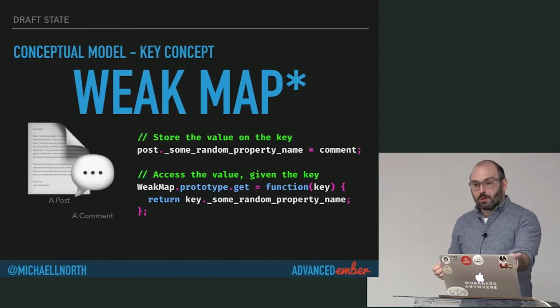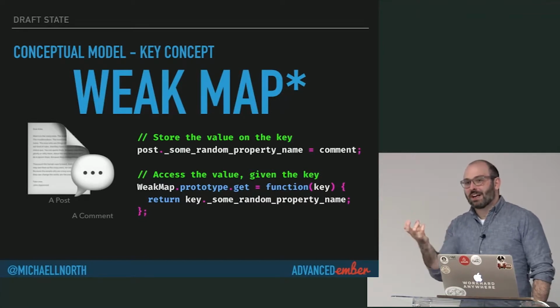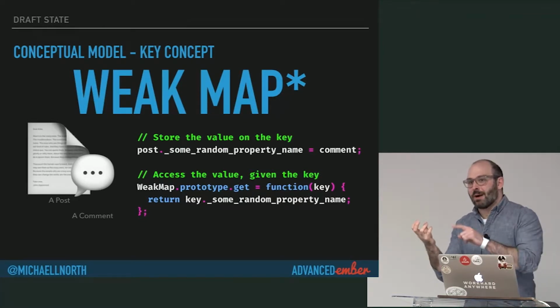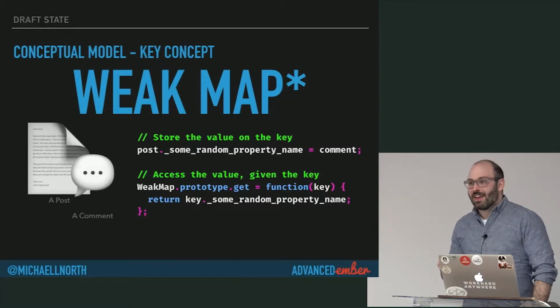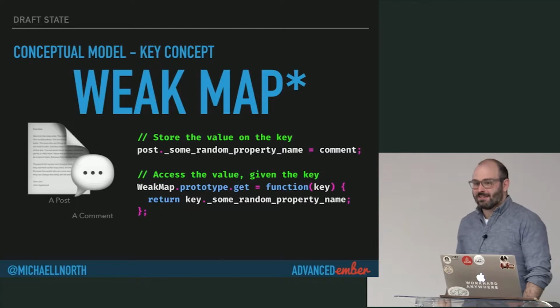So the weak map's role here in terms of the polyfill is just serving as a way of accessing that value given a key, because it's the only one that knows the secret property key that can be used to retrieve the value from the key, right?